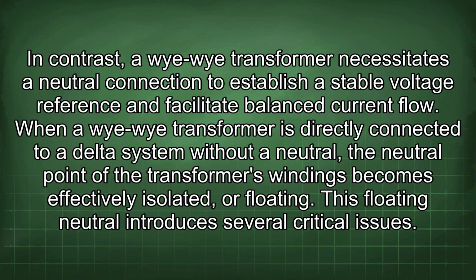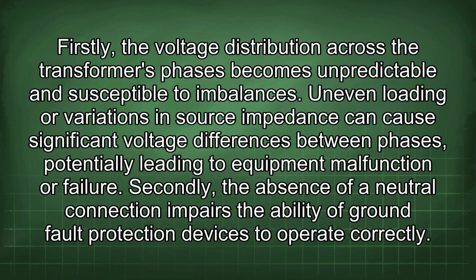When a Wye-Wye transformer is directly connected to a delta system without a neutral, the neutral point of the transformer's windings becomes effectively isolated or floating. This floating neutral introduces several critical issues. Firstly, the voltage distribution across the transformer's phases becomes unpredictable and susceptible to imbalances.